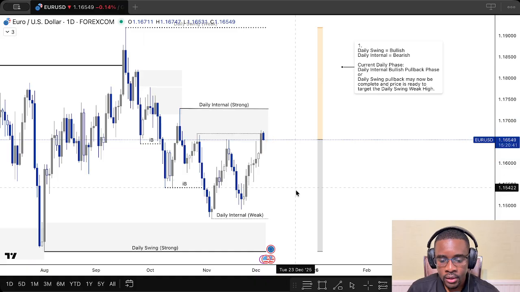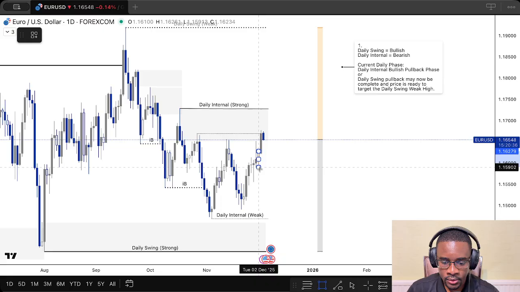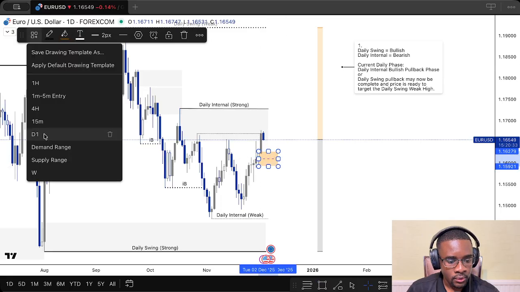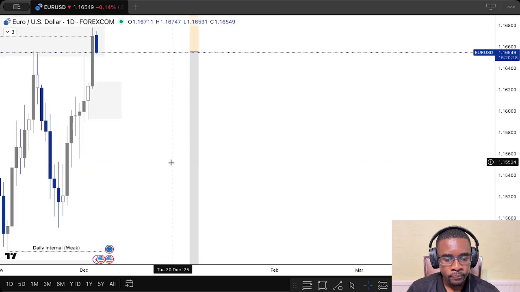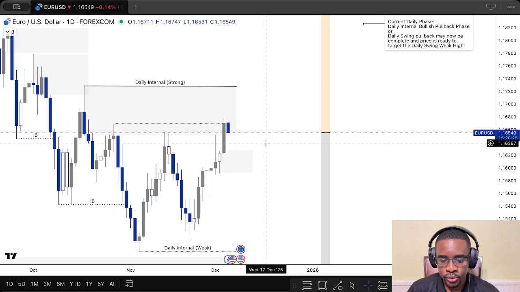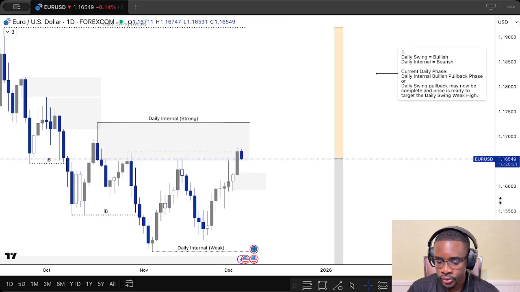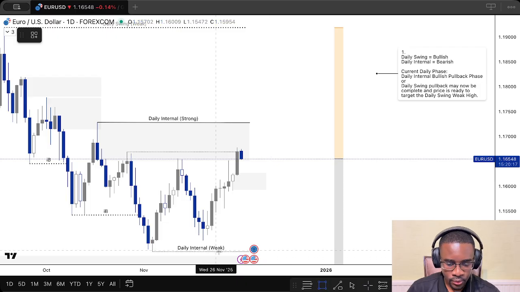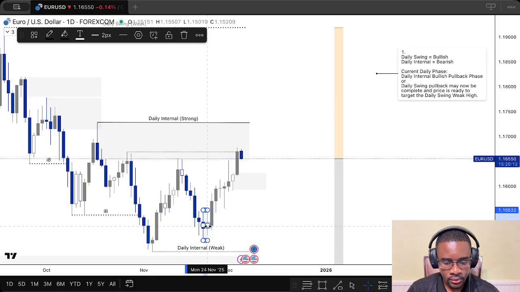Okay, this decisional before price resumes. So what that means is we're gonna mark this as our demand. So this is a potential area price could reverse, could be pulling back to. So let's mark out all relevant demand areas.